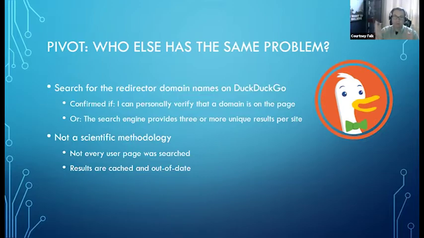And this is not scientific. DuckDuckGo is not going to report all the hits that come back from Goodreads. Not every account, even affected account, is listed. And these are cached results. So they're already out of date. But it could give me rather an idea of the scope of the problem. So what happened? Who did I find that was affected other than Goodreads?